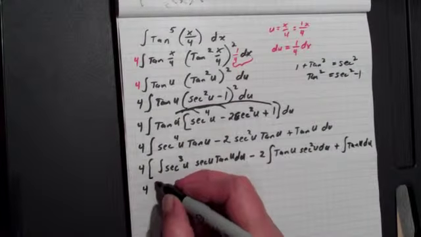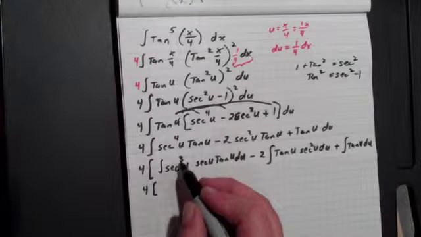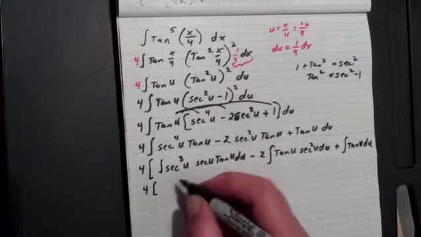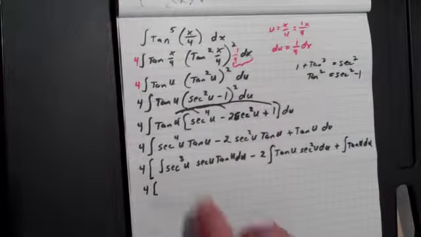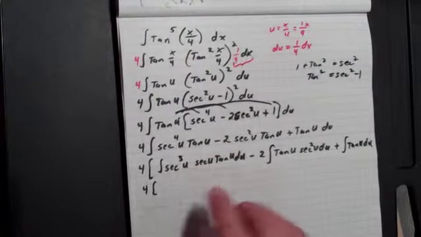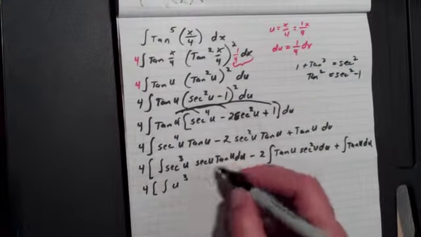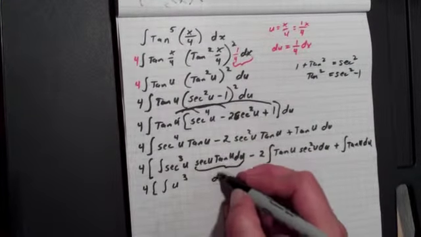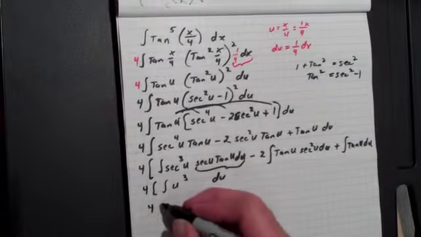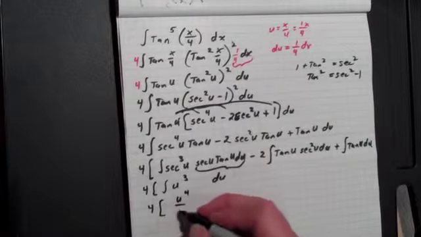So I'll keep my 4 out front. This is u to the third du. This is another u. This time I'm letting u equal secant. The derivative of secant is secant tangent. So this is like a u to the third, and all of this becomes the du. So when I integrate that, it becomes u to the 4 over 4.